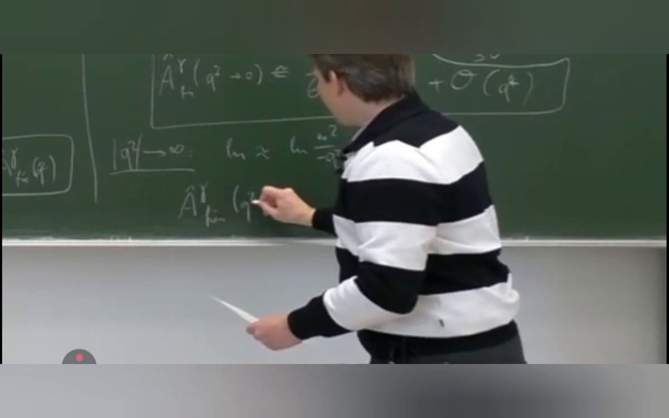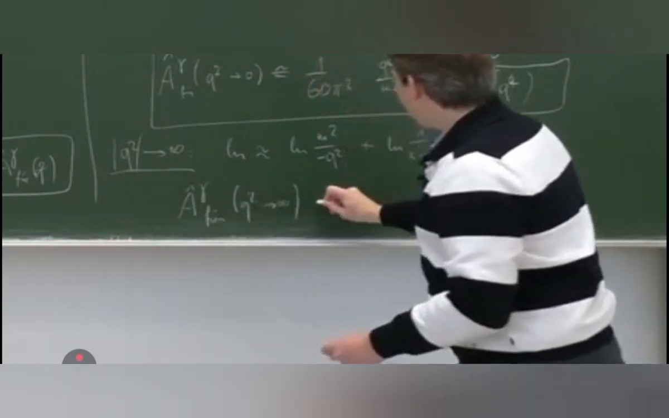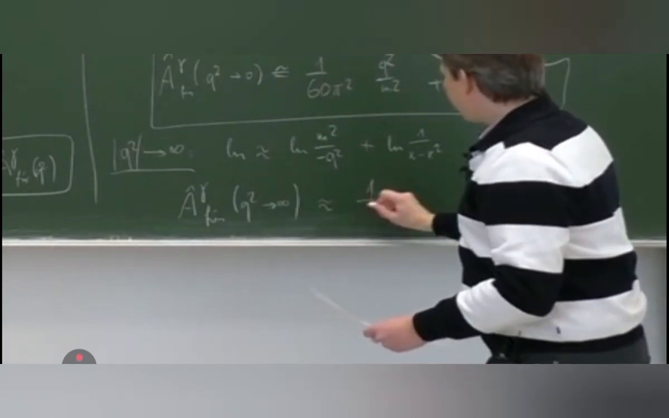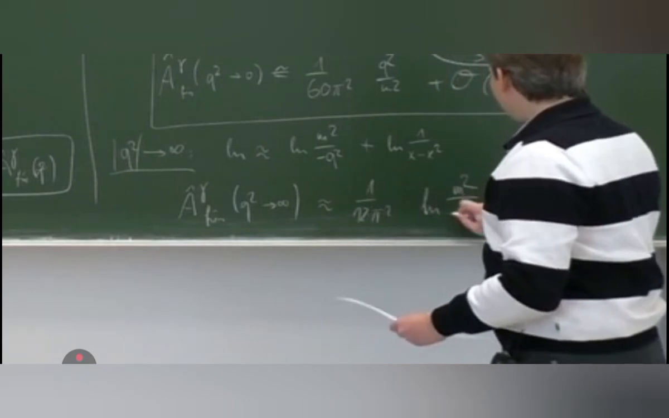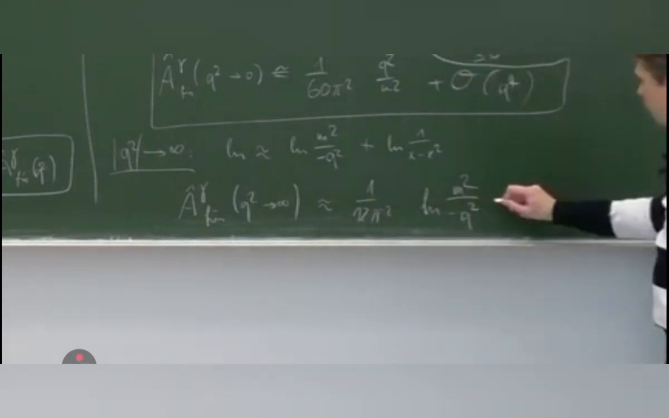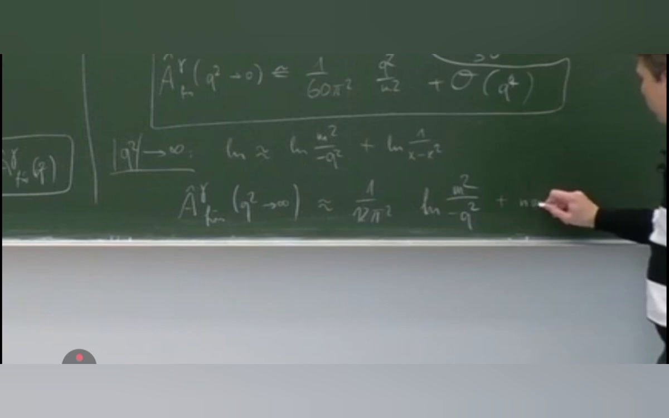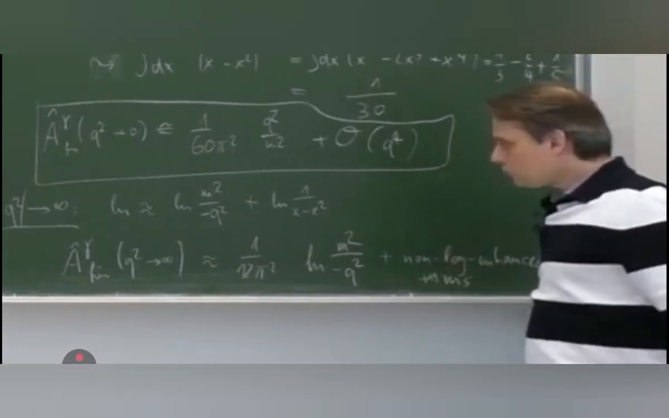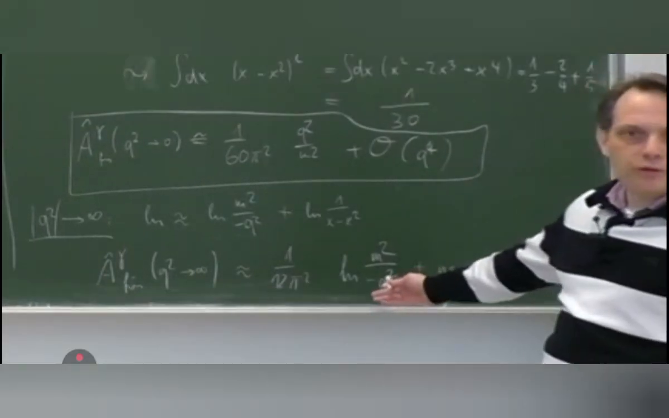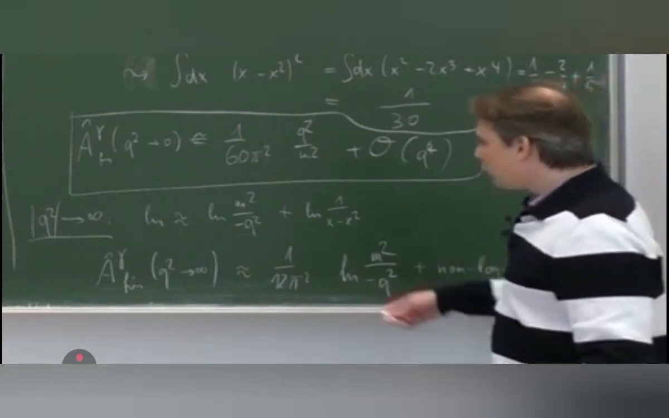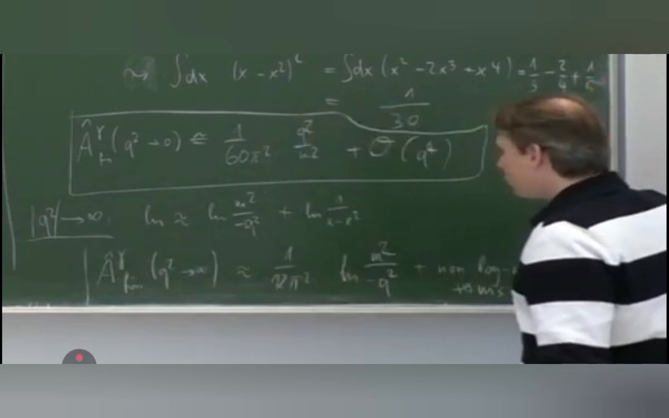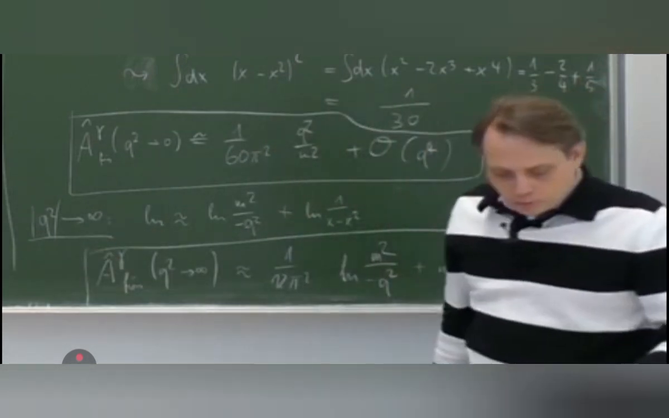And so therefore we can write approximately, for q square going to infinity, 1/12 pi square times the logarithm of m square divided by minus q square, and what we have neglected are non-log enhanced terms. So here at infinity the result has no Taylor expansion, but it's logarithmically divergent, and that is also interesting for the physics interpretation later on.